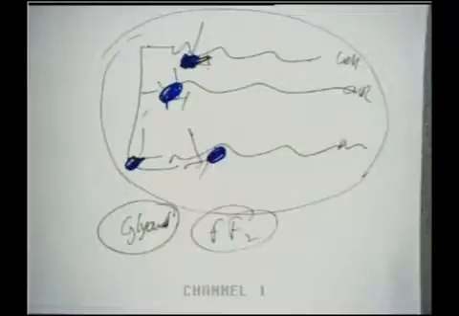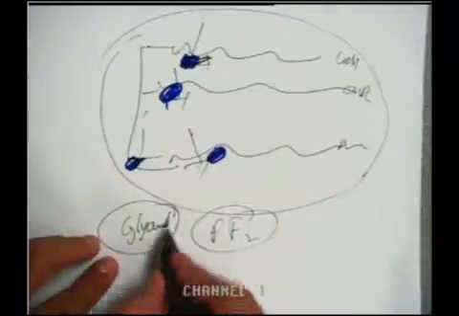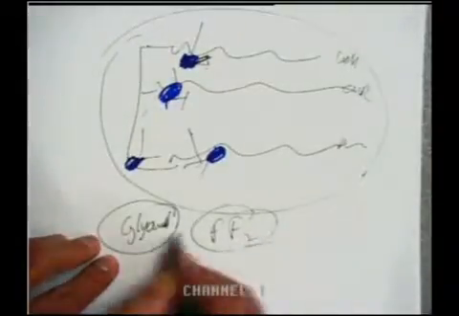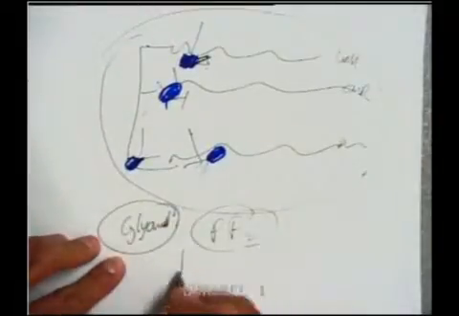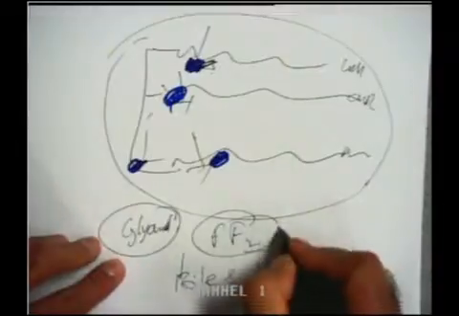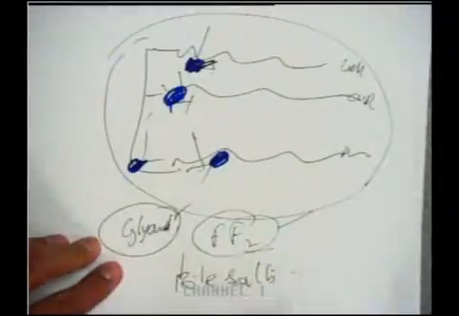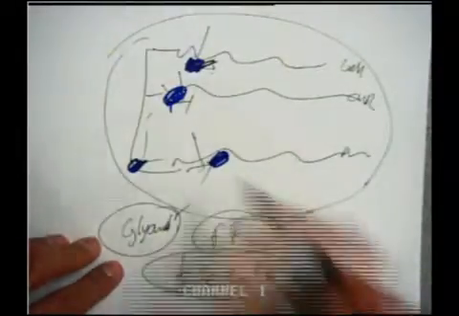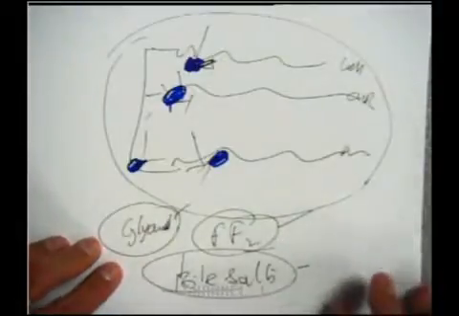You follow? The products of this are the free fatty acid, glycerol, and the bile salts. The free fatty acid and glycerol are absorbed. Bile salts are not absorbed in the jejunum but in the ileum. I'll come to that later.